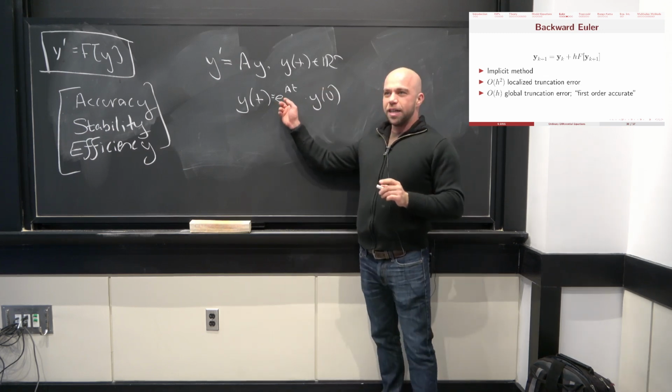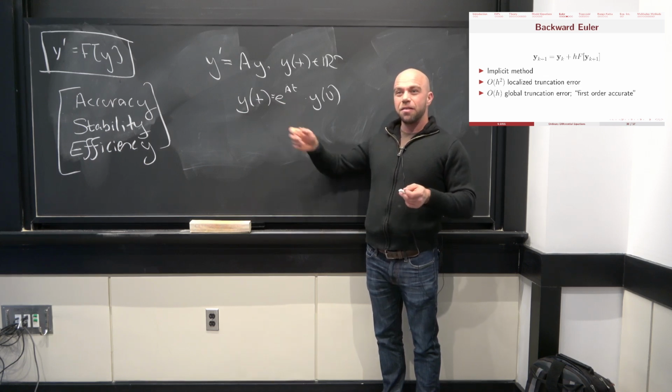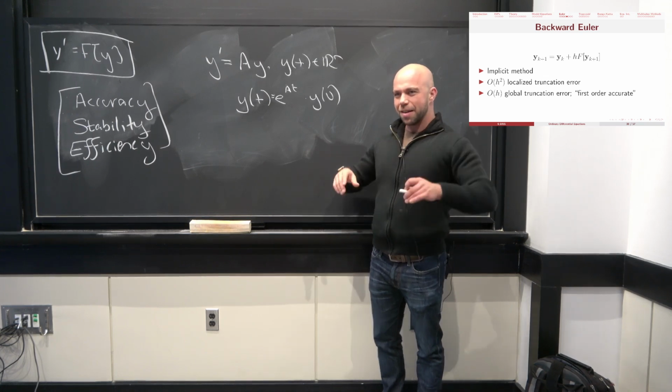equals e to the At times y of 0. Where this notation e to the At is called the matrix exponential. And essentially, it's like exponentiating all the eigenvalues is really what's going on. Is this familiar? I see some nods. And Chris is wildly typing on his laptop. OK?